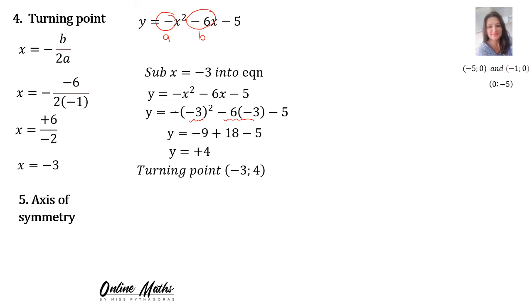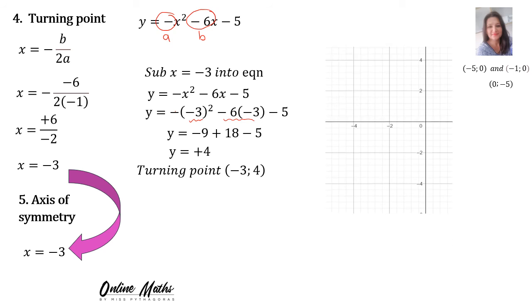Step 5 of our 5-point plan is to find the axis of symmetry. But remember, the x value of the turning point is the axis of symmetry. x is equal to -3. And now we can sketch the graph.